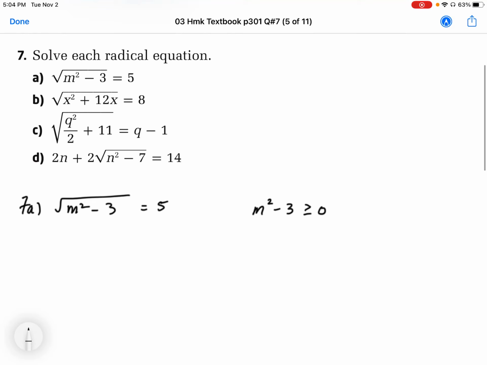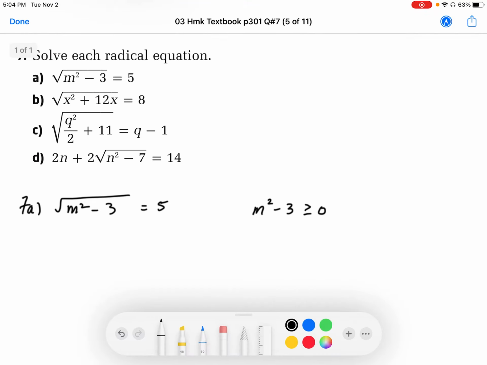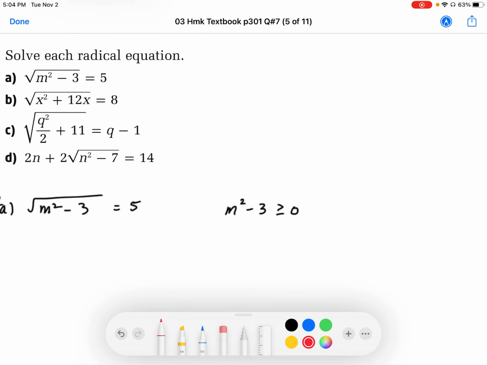Sometimes, if we want to split up the m into its separate components, we have to think of this as a parabola, and we want to know where this parabola is going to be above 0. This is m squared minus 3. The vertex is at (0, -3), and the roots are at negative root 3 and positive root 3. It's greater than 0 in the parts above the x-axis, so that section there and that section there.